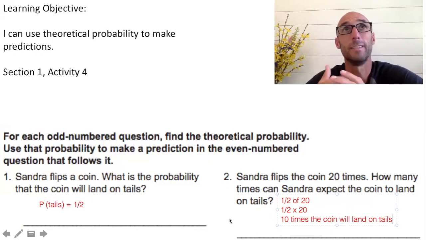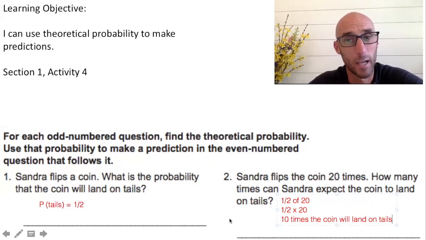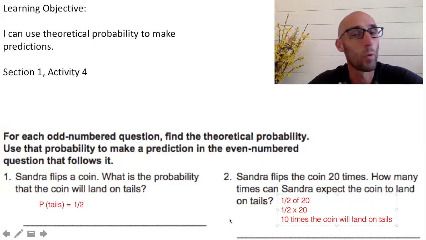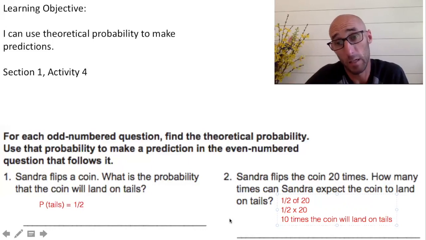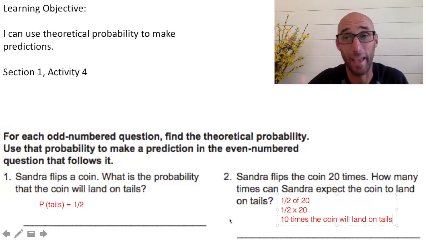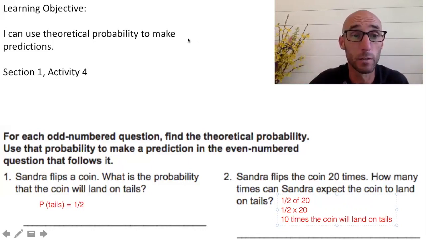Does that mean it's definitely going to land on tails 10 times? No, but we think it should. And if we did this 10 times, it might not. But if we did it 10,000 times, it probably would get closer to that theoretical probability.